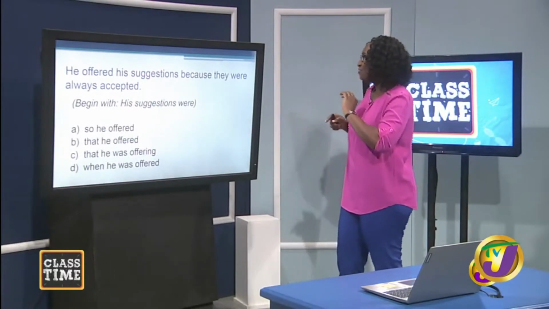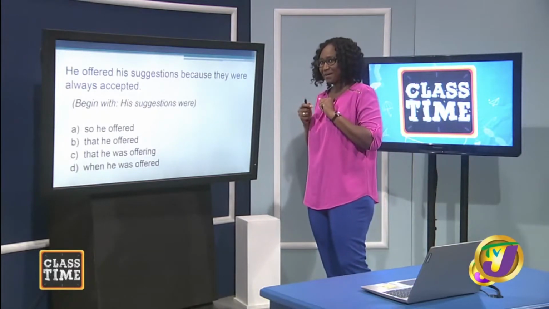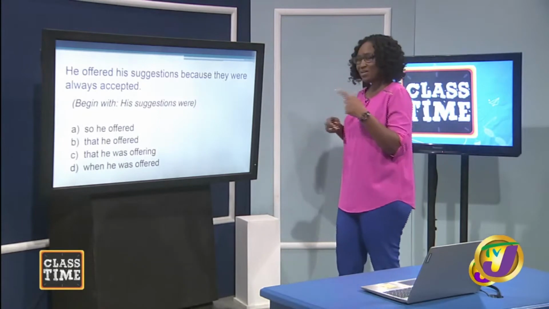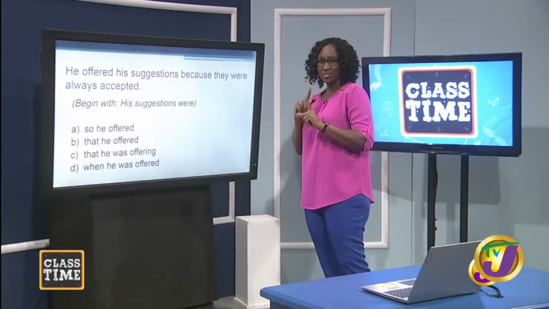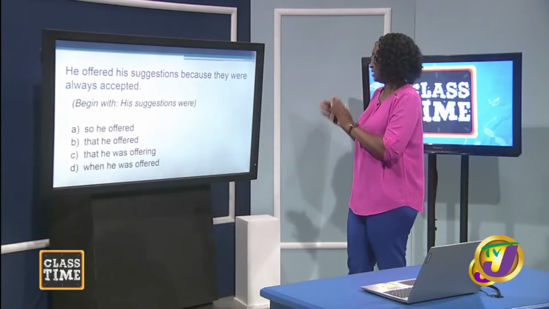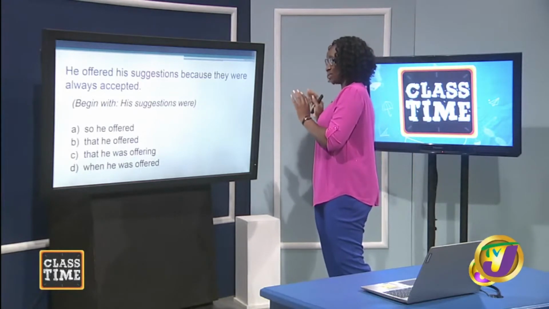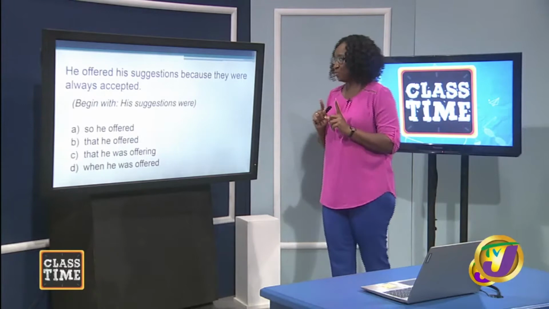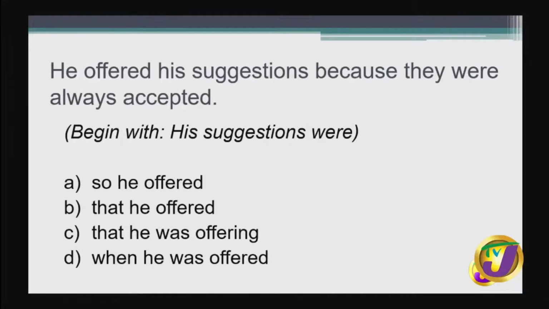Ready again. He offered his suggestions because they were always accepted. Yes, man. Encouragement sweetens labor. So if you always accept, then of course you're going to always offer. Now, you need to change how you start the sentence and use his suggestions were. So remember the meaning segments now. You had he offered his suggestions because. And you have the rest of it that says they were always accepted. So the connection is between the suggestions and them being accepted. So now, you have to say his suggestions were something, something, something.